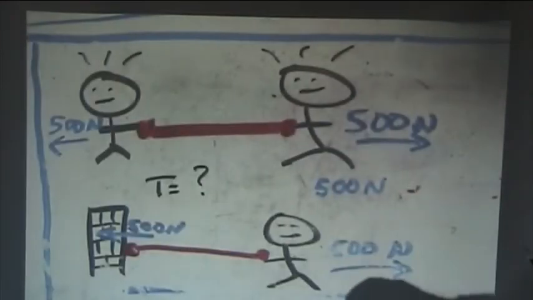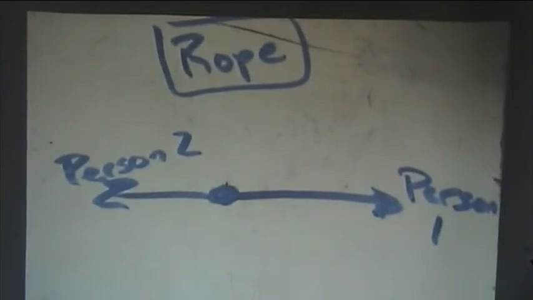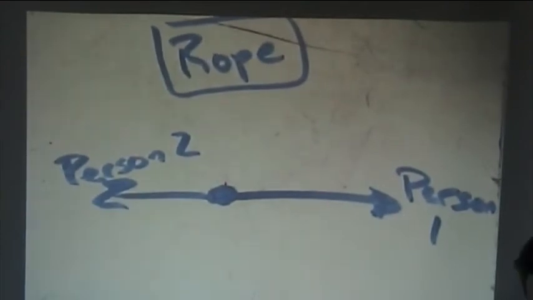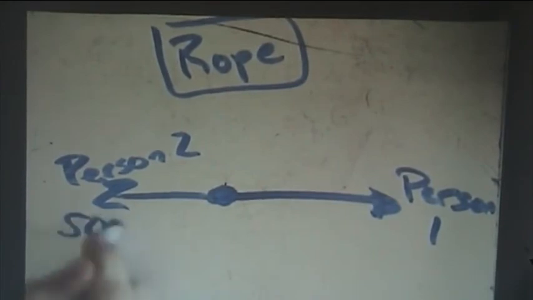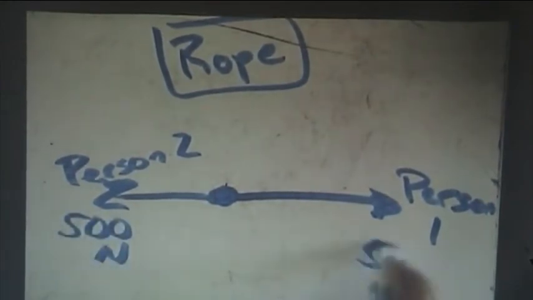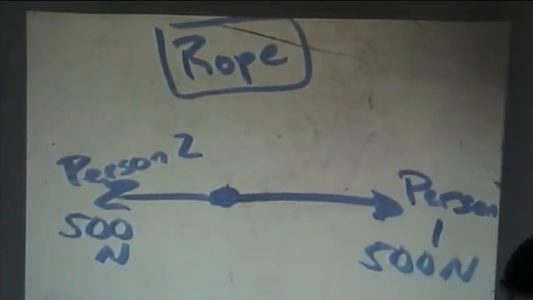Now, if you said 0 newtons, you might have been summing forces on the rope. Here's a free body diagram of the rope. We've got person 1 and person 2 both tugging on the rope, 500 newtons this way and 500 newtons the other way. The net force on the rope is in fact 0 because the mass of the rope times the acceleration of the rope equals 0. And we can see that these forces working in opposite directions would cancel each other out.